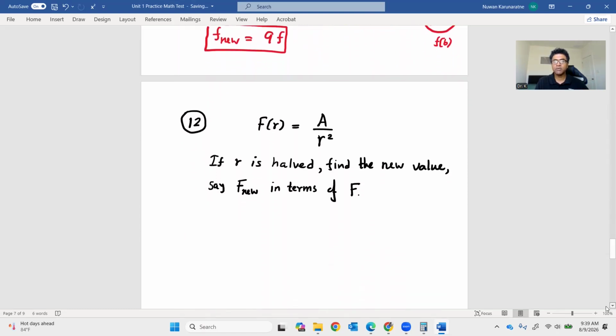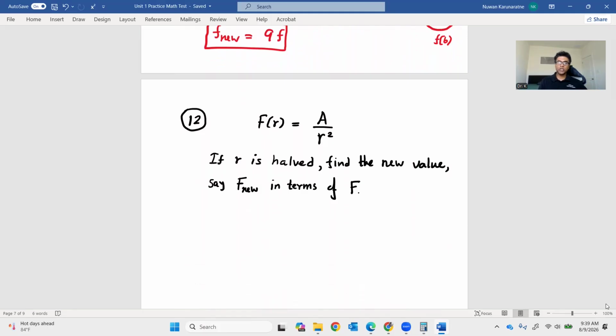Okay, let's do a similar one, but here it's in the denominator, not in the numerator. So f(r), again, a constant a divided by r squared. Now r is halved. Then what is the new f value? So f new, a remains the same. You can pause the video and try it out. R becomes halved, so r divided by 2. But remember the parentheses: you need to put the parentheses around the entire term and then take the square.